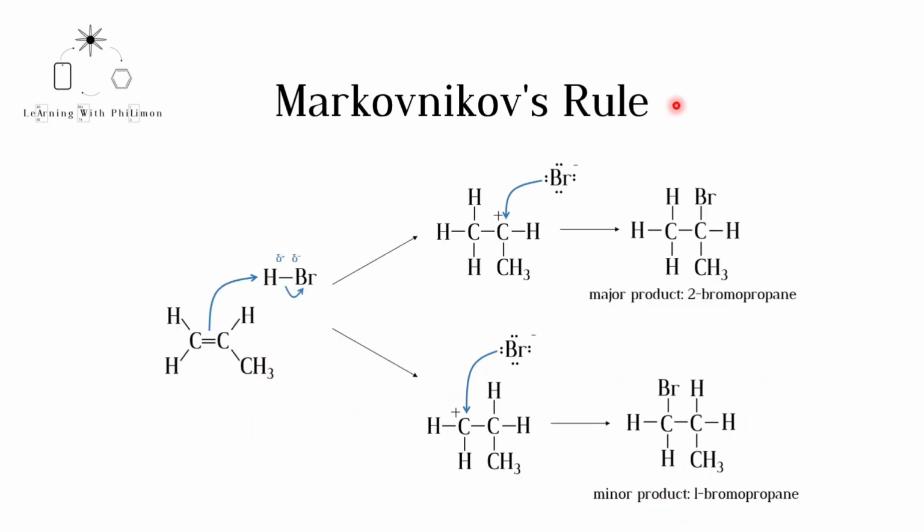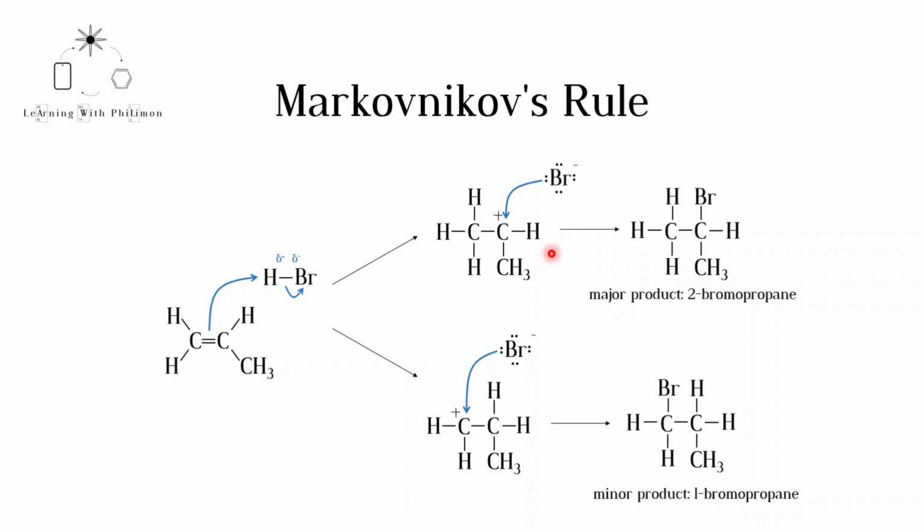In electrophilic addition, the electrons in the double bond are attracted to the slightly positively charged hydrogen atom. In the first pathway, this carbon bonds to the hydrogen atom, leaving a positive charge on this carbon. In the second pathway, this carbon bonds to the hydrogen atom, leaving a positive charge on this carbon. It turns out that this carbocation is more stable.